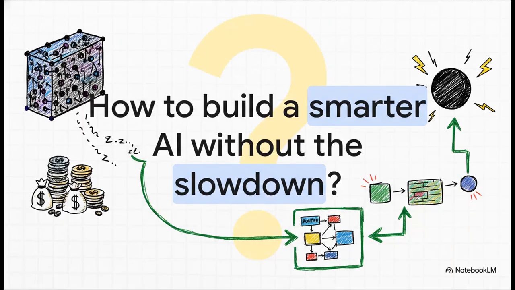Well, for a while now, AI researchers have been wrestling with this huge puzzle. To make an AI smarter, you generally have to make it bigger. More data, more parameters, but there's a catch. Bigger models are super slow and crazy expensive to run. So the question becomes, how do you get the raw power of a giant model, but with the speed of a small one? That is the exact problem that Mixture of Experts was born to solve.